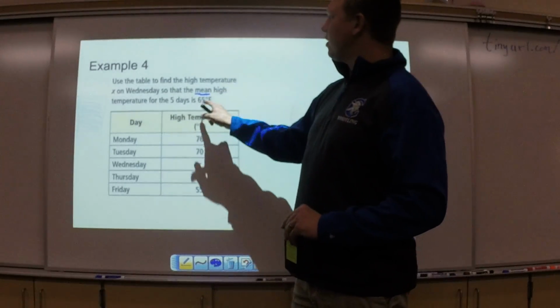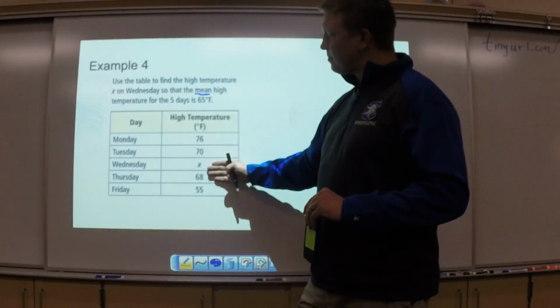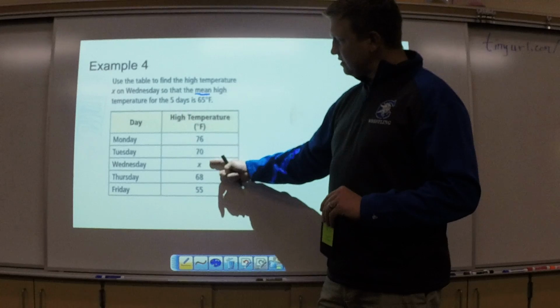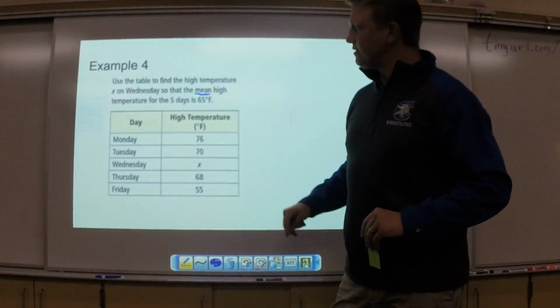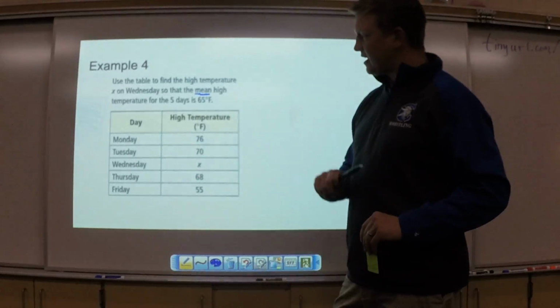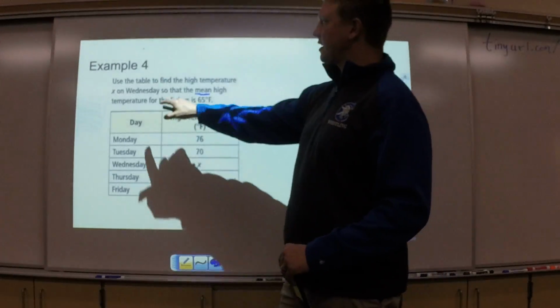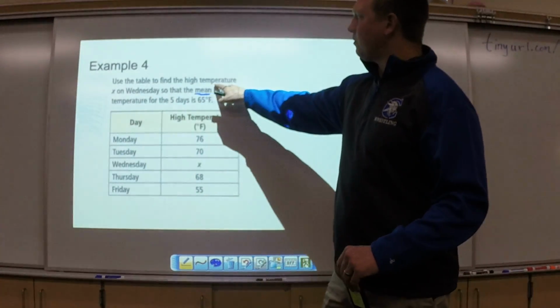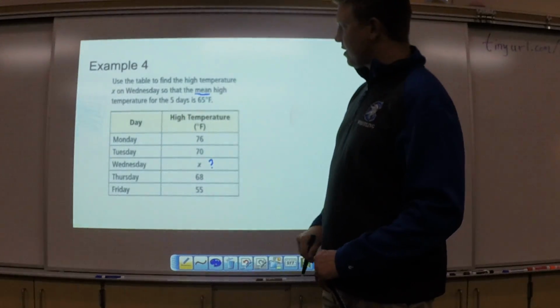Okay, so if I know what the mean is, then I can set up an equation where all of these values are being added together, and then I divide by how many days of the week there are. 1, 2, 3, 4, and 5 days represented. Okay, so this is what my equation looks like. It says use the table to find out what x is. X is the unknown quantity. That's what we're trying to figure out.